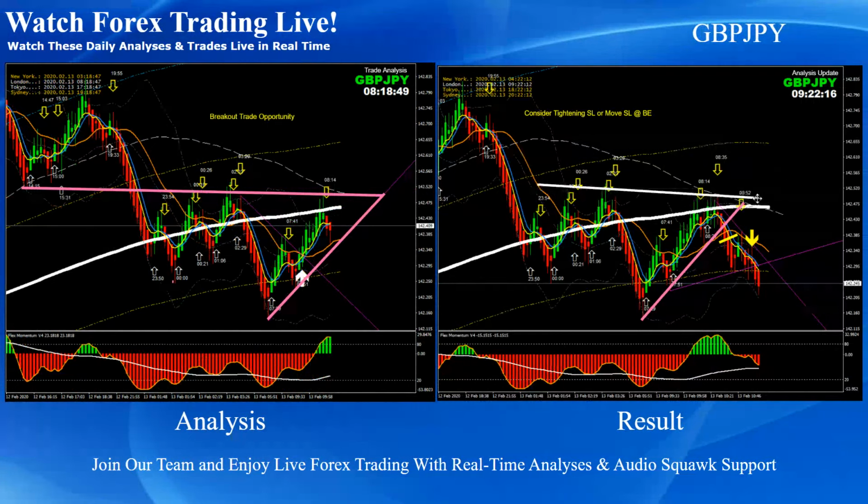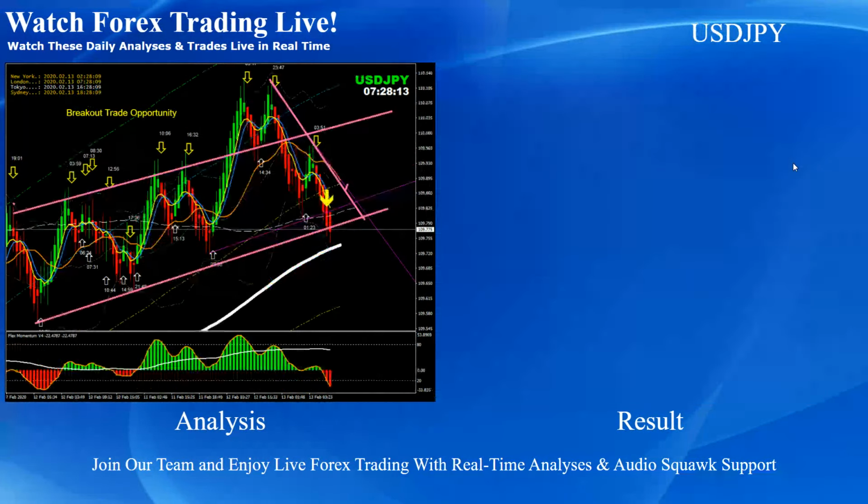Pound yen, pretty straightforward. This was the triangle pattern breakout, beautiful. As we were expecting here, as mentioned in the analysis, a pullback, and we banked some profit as soon as the price hit the support level. Another short trade on pound yen.